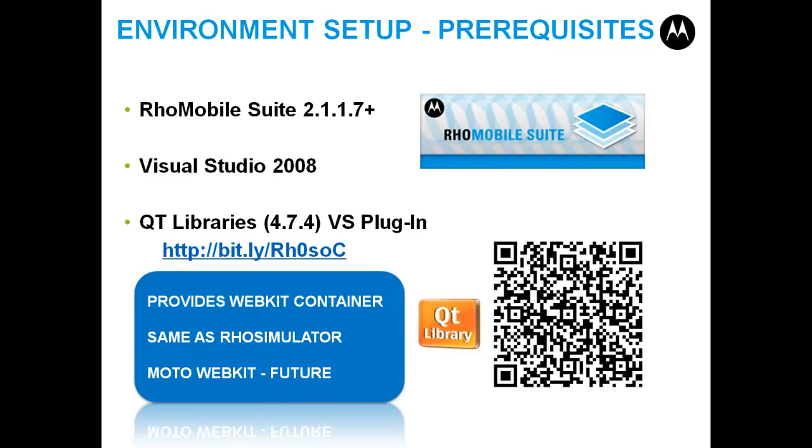What this basically provides is a WebKit container that we will be using on the desktop. So this is actually the same WebKit that we use in RhoSimulator. So when you run RhoSimulator today, this is using the Qt WebKit, and effectively now it's letting you take what you're experiencing in your RhoSimulator, but be able to package this up in a standalone application so that you can distribute it to your Win32 users.